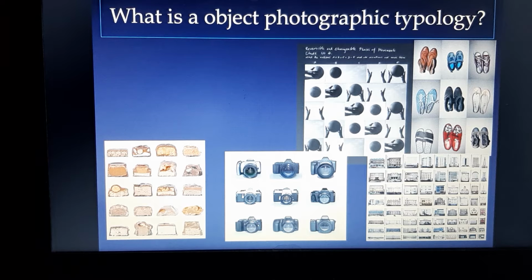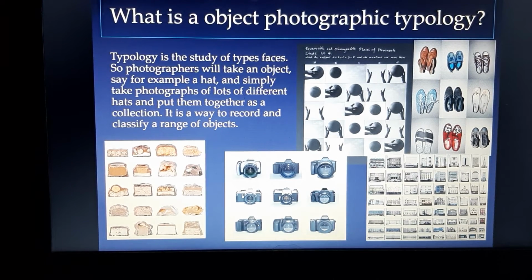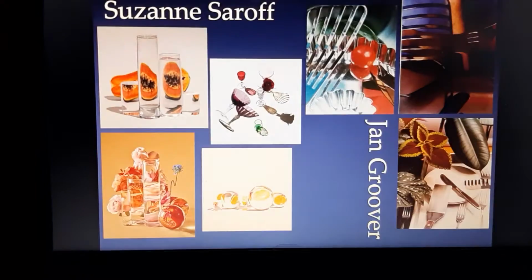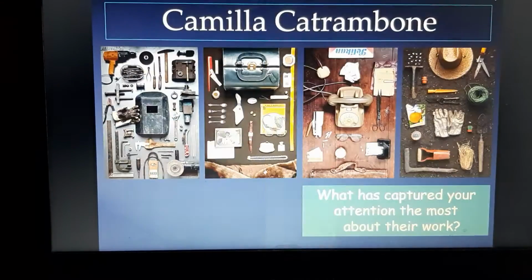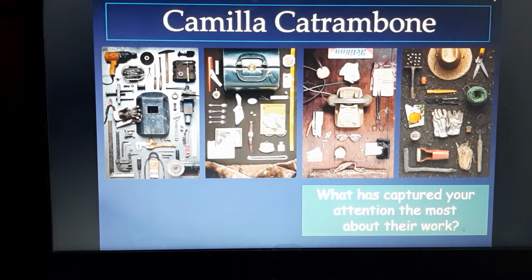So what is an object for photographic typology? Well, this is what it is. It's a study of typefaces in one respect, but also it's looking at a hat or an object. Now, if you notice with Camilla's work, everything is laid out in a certain way, isn't it? It's actually quite logical. It's almost quite sterile in a way.